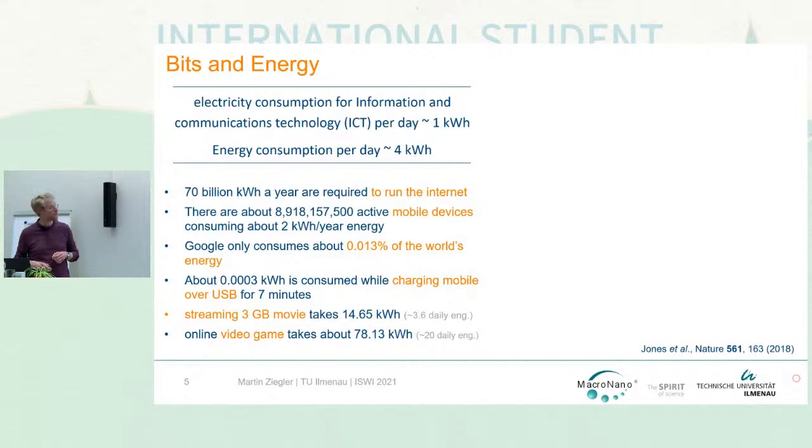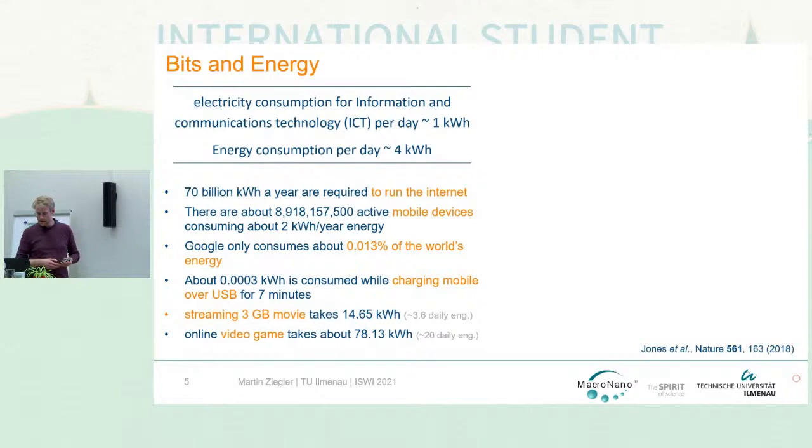How much the internet runs on, what mobile devices use, Google alone 0.001% of the world energy supply, and so on. And here, streaming a 3 gigabyte movie, 15 kilowatt hours. In principle, 3.6 times your daily energy consumption. So please don't stop streaming that talk now. Or a video game, 20 times this daily energy consumption. It's a massive number.